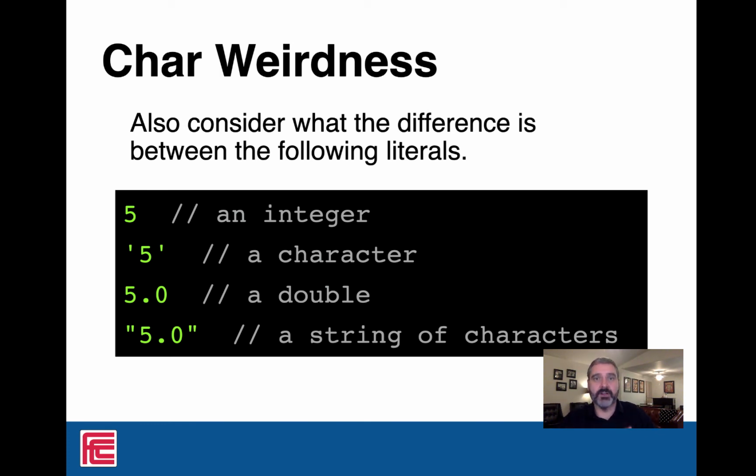5 is an integer. I can do math on that. 5 in single quotes is a character. I cannot do math on that. That is just something that gets interpreted. 5.0 is a double. I can do math on that. 5.0 in double quotes, or quote marks, that's a string of characters. I can't do math on that either. I'd have to have some way of converting one to the other, which there are, but we'll talk about that later.